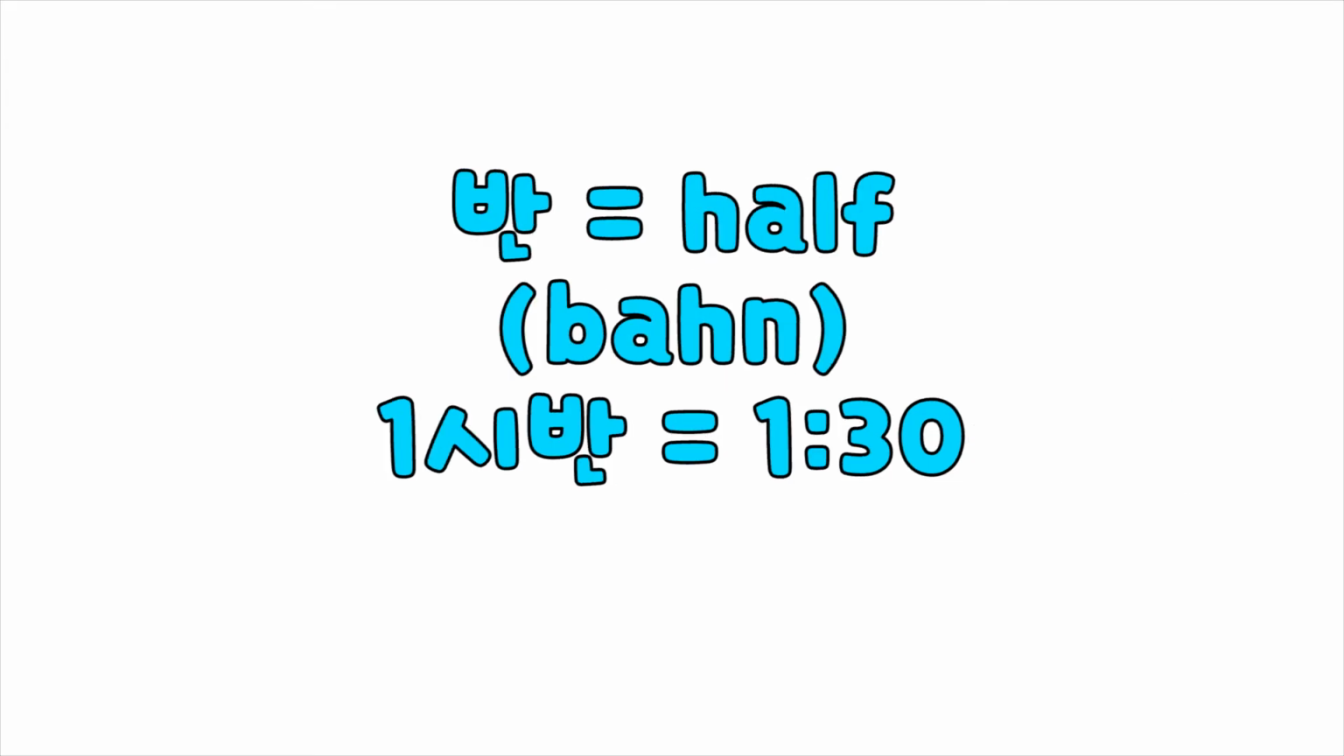Now, we may also hear it's like 반. 반 is half. So if half the clock is 30 minutes, we might hear things like 1시 반. So we know it's 1:30.